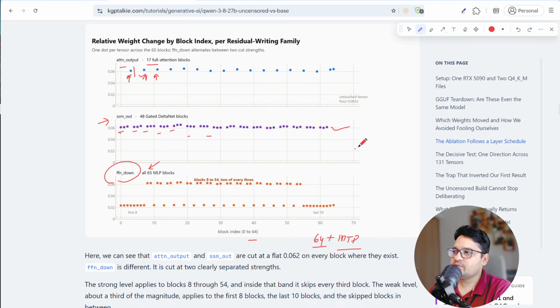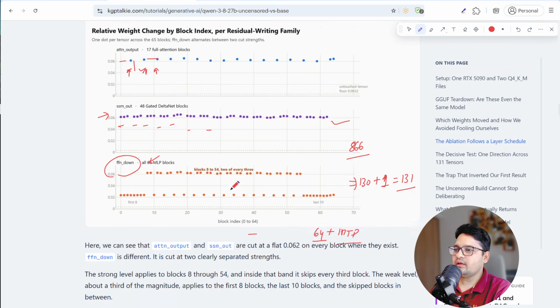How many tensors were there? In total, we had 866 tensors. Now, if you combine all these together, you are going to get almost 130, and then plus 1 is coming from the token embedding. So in total, 131 tensors actually got modified.